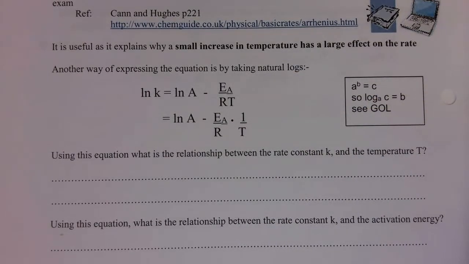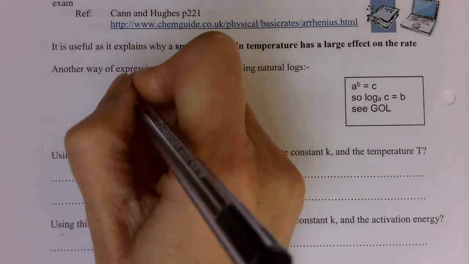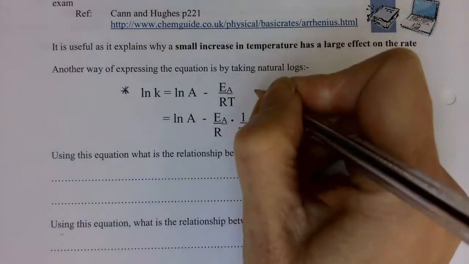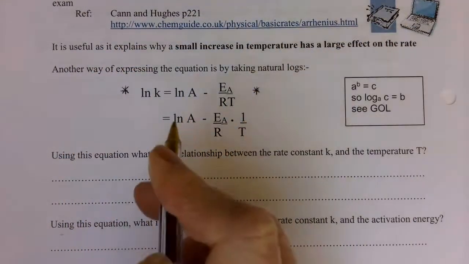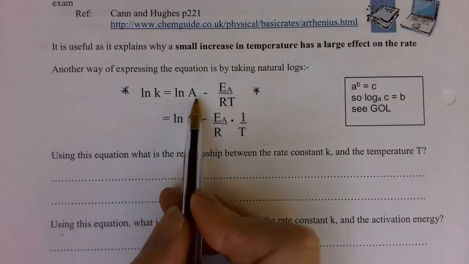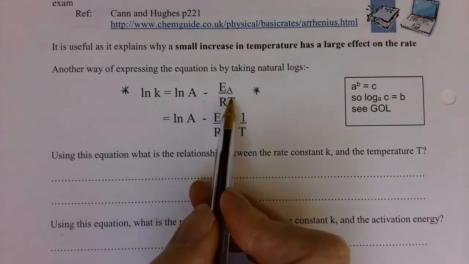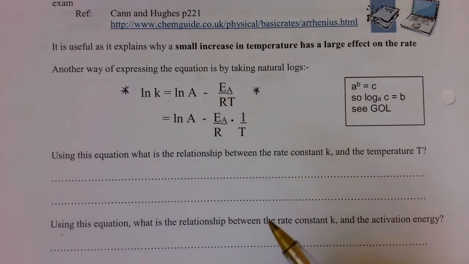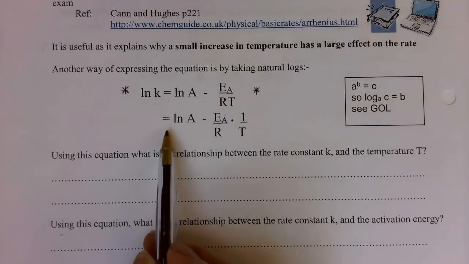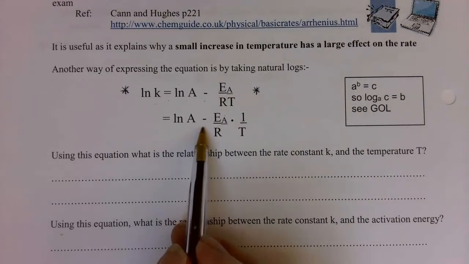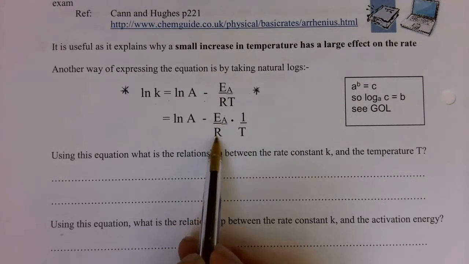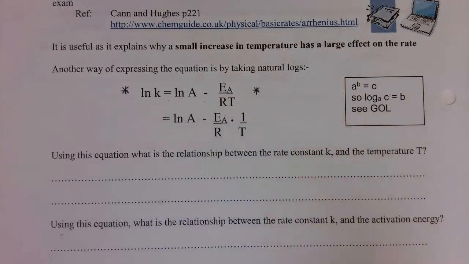Now, if you don't do maths, you don't need to worry about that, but I would strongly suggest you learn this equation: ln k = ln A − Ea/RT. We can separate that further as ln A minus Ea divided by R, times 1 over T, and that's important later on.